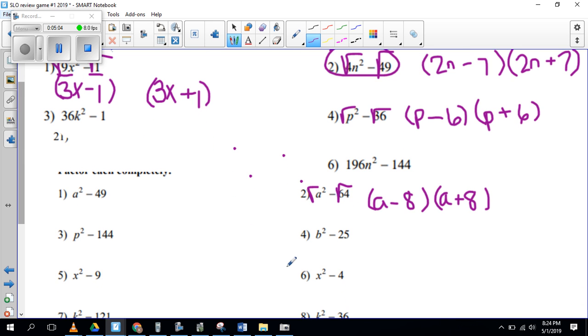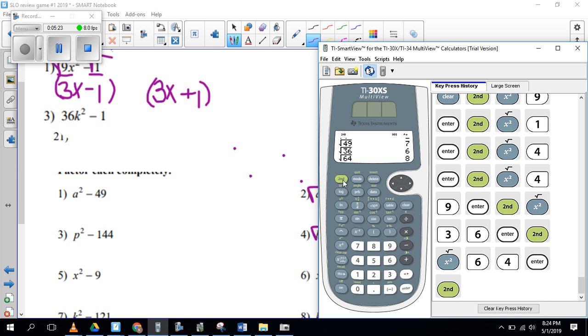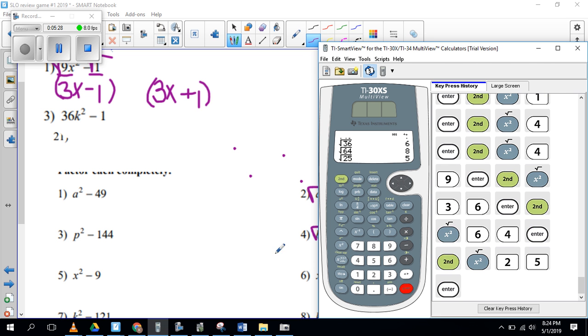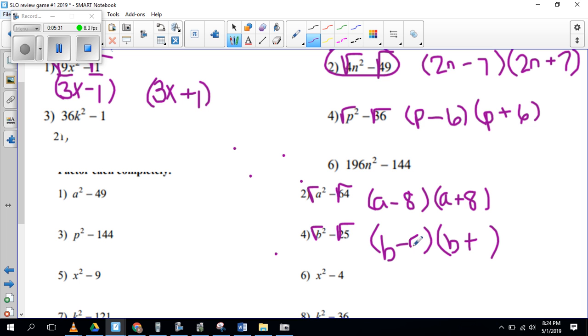The last one I'm going to do is this one, b squared minus 25. You see we've got the minus sign, and they're both perfect squares. So we'll do b minus, b plus, and then take the square root of 25. Second, square root, 25, we get 5. Minus 5 and plus 5. Okay, so now I need for you to complete the rest of the problems working with the difference of squares.